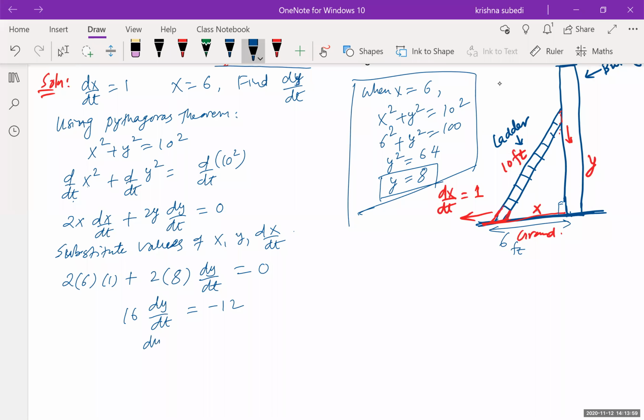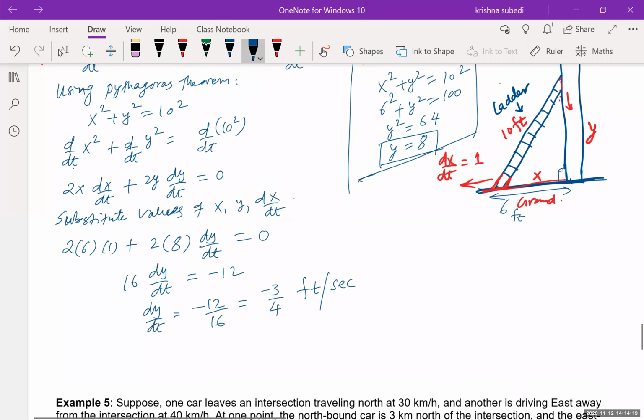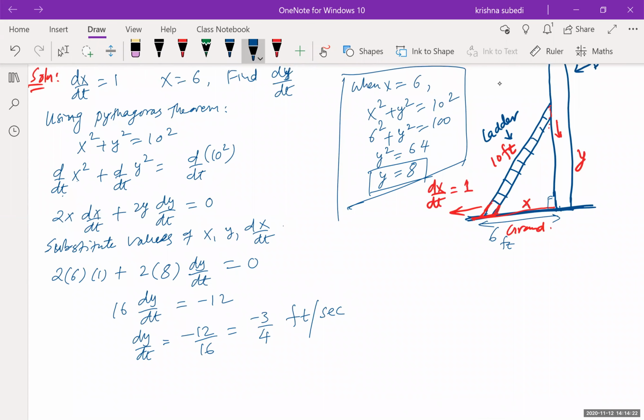So dy over dt equals minus 12 over 16. That's going to give me minus 3 over 4. Okay, so the unit is feet per second. So it's negative. Notice that we already said earlier that this is decreasing. It's coming down towards the ground. So it's negative. So what we can say is that the ladder is moving down.